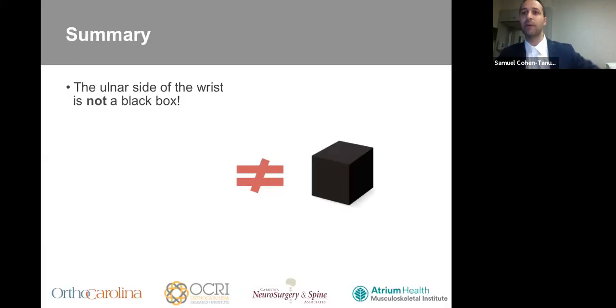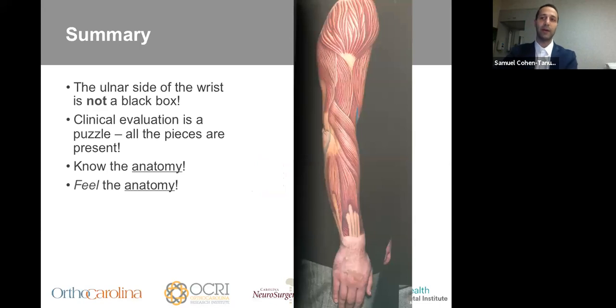So in summary, here are my take-home points. The ulnar side of the wrist is not a black box. We understand the anatomy and the biomechanics make sense. Clinical evaluation is a puzzle. It should not be a headache, but should be kind of fun to diagnose, knowing that all the pieces are there.